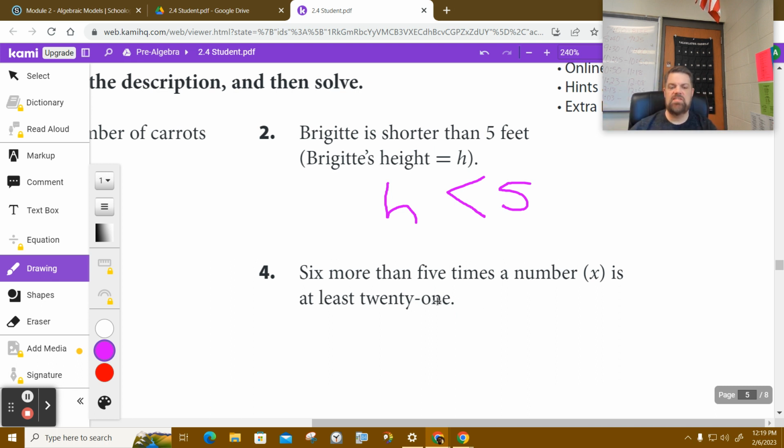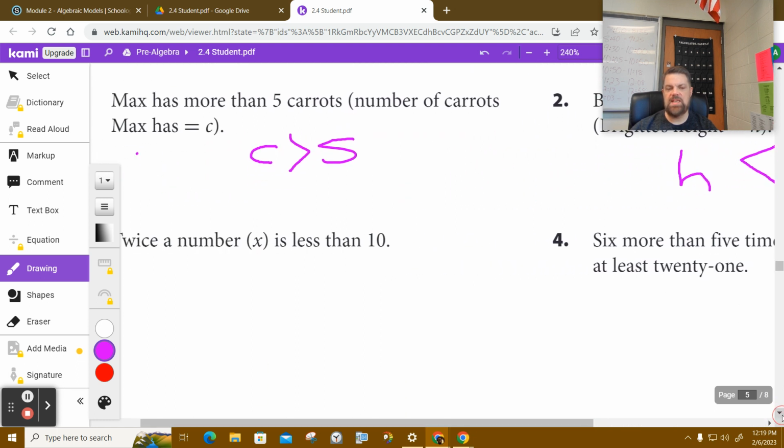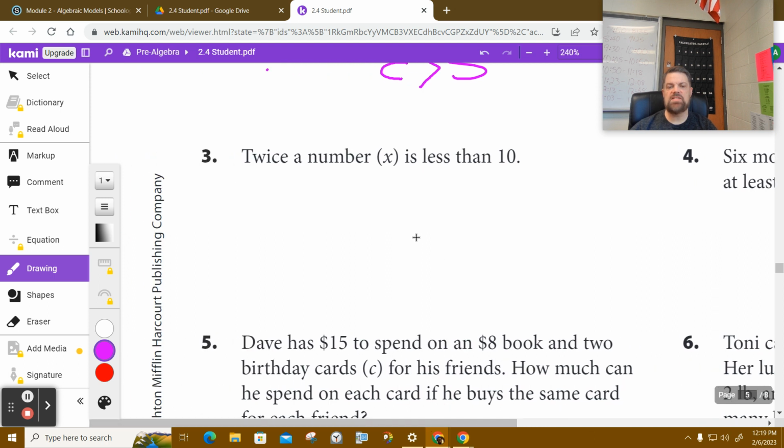No, it can't be, so we leave that one alone. I was asking if we needed to do the equal then. We don't. We can't. Okay, twice a number x is less than 10. So what do I write down there? So x2. Well, I'm going to put it as 2x, though, but I get what you're saying. X times 2 or 2x. Then what do I put? The greater than or less than. Yeah, less than 10. Good catch.